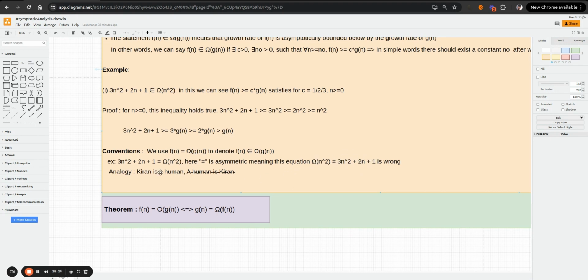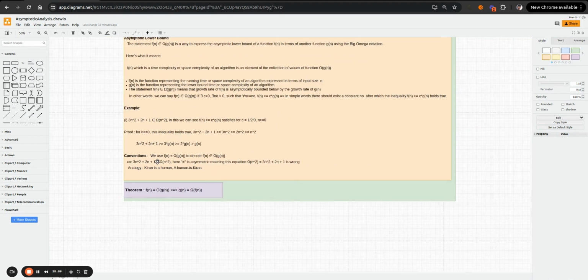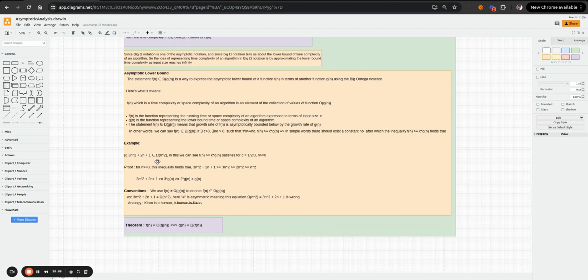Let us understand this with an analogy. If I say Kiran is a human, it doesn't mean that a human is Kiran. This statement is wrong because human is a collection of species. Here as well, big omega of n square is a collection of functions, and this function is one of its values. It is not the only value, but it can be one of the values. So this is just a convention, and the equality here is asymmetric. This is how we commonly represent the lower bound for a function f of n.